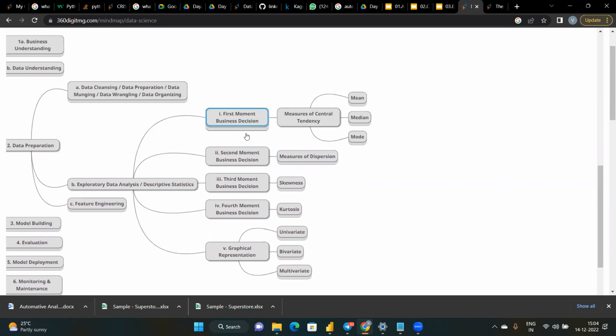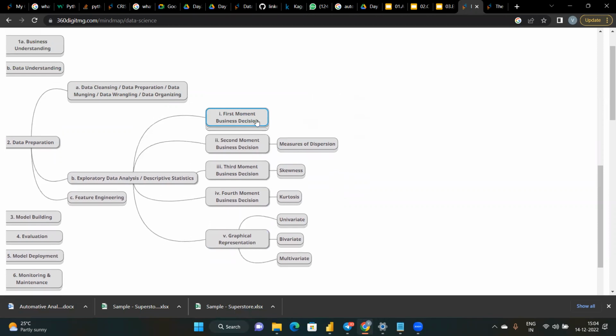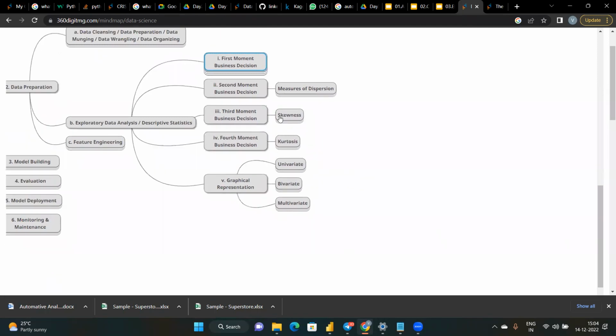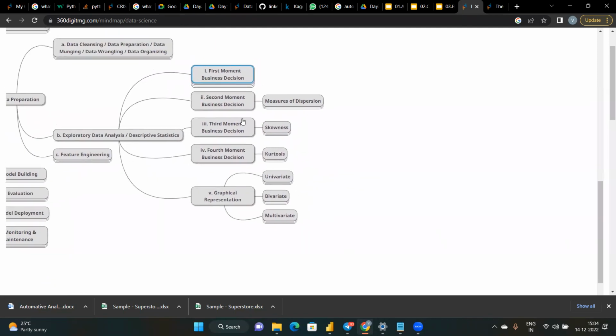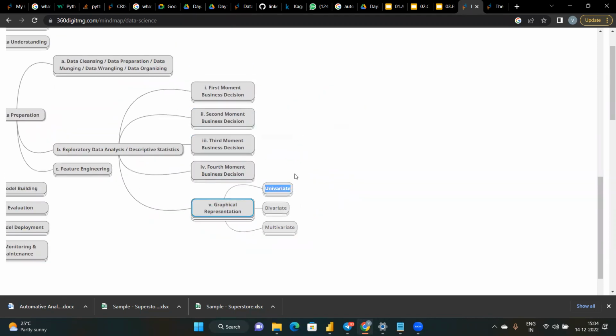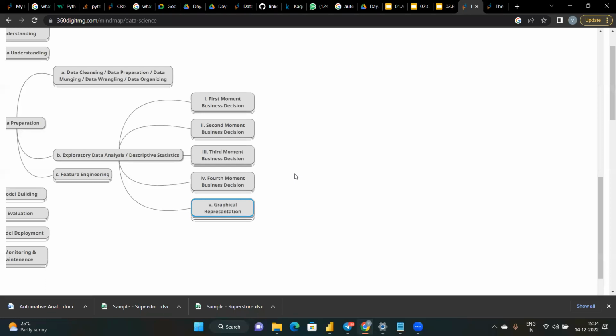The next one is the second moment business decision, measure of dispersion, where we have variance and standard deviation. Why is it important? Why are we going to use these moments of business decision? It is very important in learning. While we are doing this EDA, the first moment of business decision, the min and max, is very useful for us while building machine learning models.